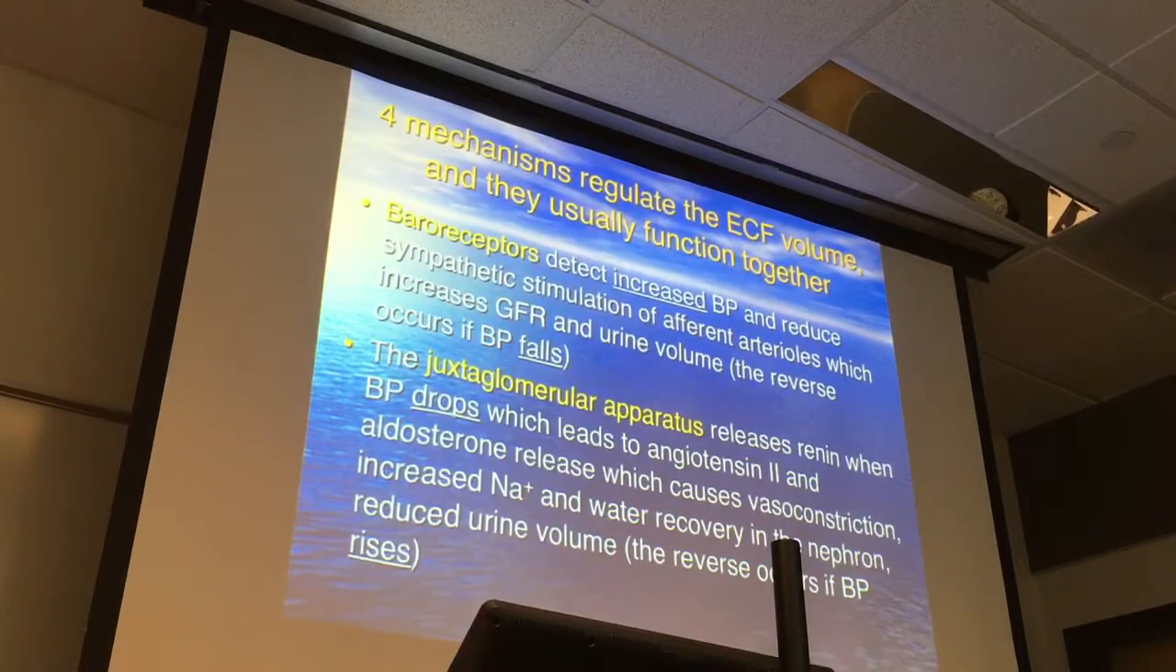So if you ever increase the ECF volume, we have 4 mechanisms. We've already discussed them several times. If you have ECF volume going up too high, there are 4 mechanisms to reduce ECF volume, okay? They usually work together. Remember those baroreceptors? If you have an increased blood pressure, we're going to have a reduced sympathetic stimulation of the afferent arterioles. What's going to happen to GFR?